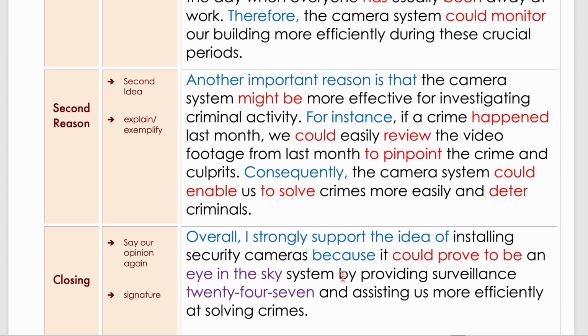And then how? By providing surveillance 24/7. 24/7. Good expression. And assisting us more efficiently at solving crimes. Mhm. Wow, okay. So I'm just looking at assisting us more efficiently there. Okay.